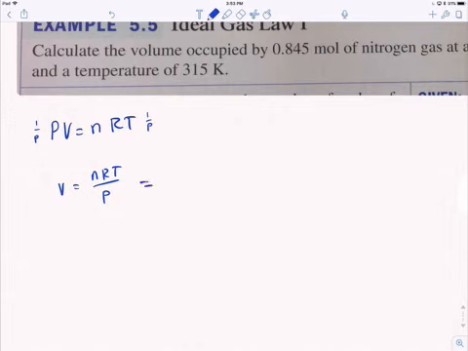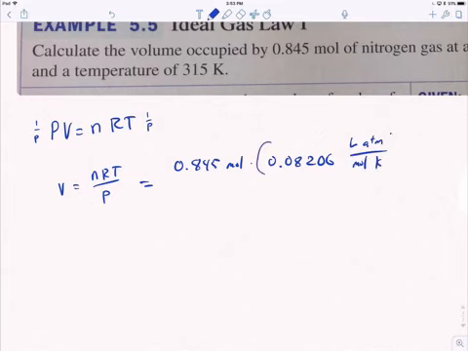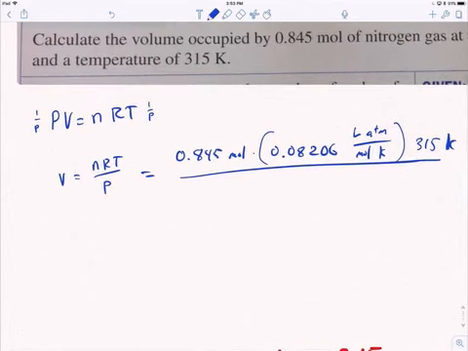The volume: number of moles, 0.845 moles, times R, 0.08206 liter atmosphere per mole Kelvin, times temperature, 315 Kelvin, all over the pressure, 1.37 atmospheres. Now let's talk about the units.